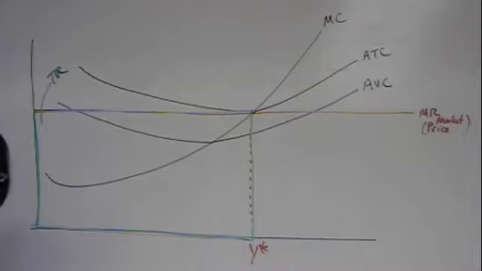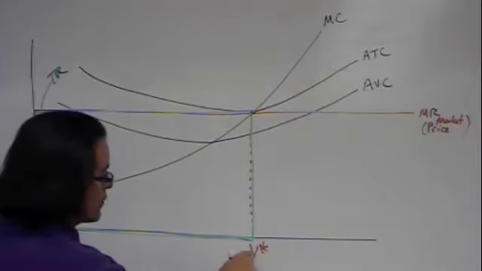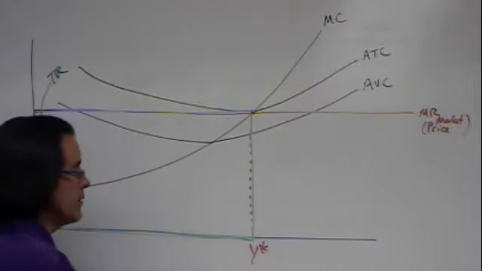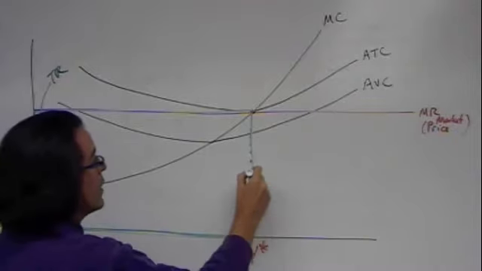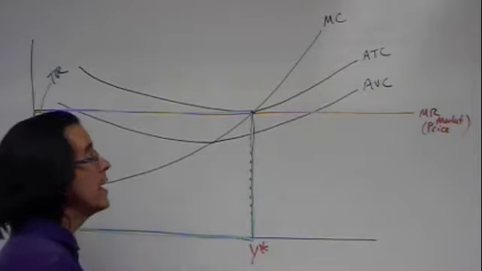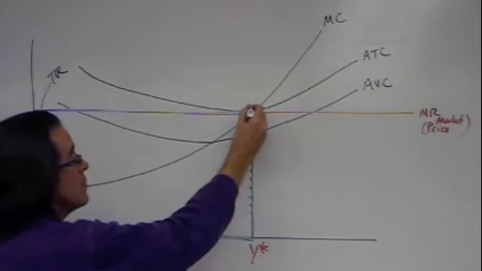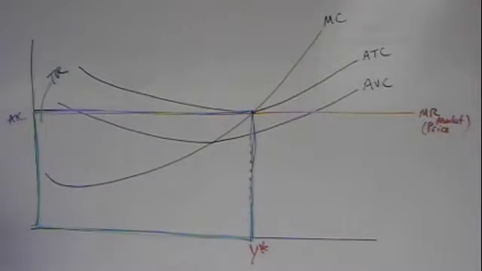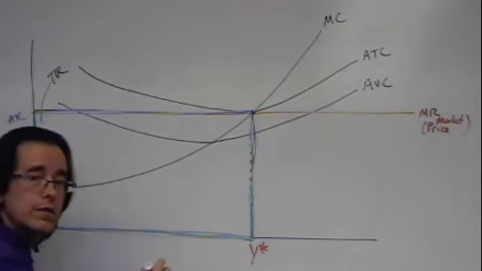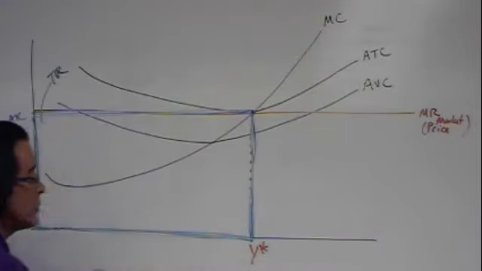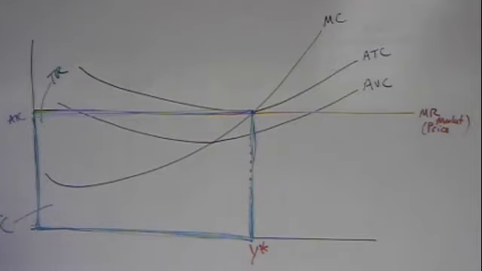Fourth step is, well, what's the total cost? So we start from this level of output. Remember, we're always evaluating costs and revenues at a particular level of output. So we go up until we hit that average total cost curve, and you'll notice that it's at the same point as the marginal cost curve. But still, we go across, that's our average total cost. Remember, average total cost, the height, times the output, the width, gives us the area of this box, which represents the total cost.